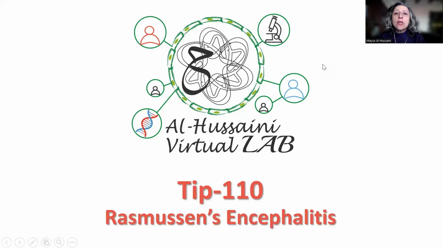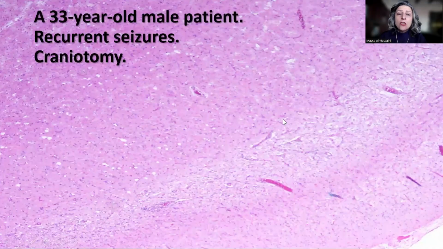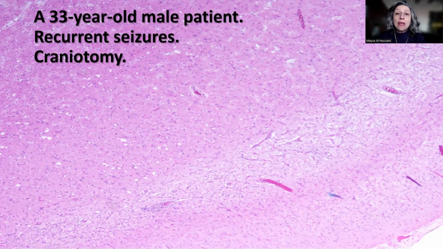What I'm going to be sharing with you today is a nice example of Rasmussen's encephalitis. This is a case of a 33-year-old male patient who presented with recurrent seizures, for which he underwent a craniotomy to obtain a biopsy because the radiological appearance on the MRI was at one point suggestive of perhaps a diffuse infiltrative process, and on review, it was actually suggestive of encephalitis. So they decided to go on and obtain a biopsy.